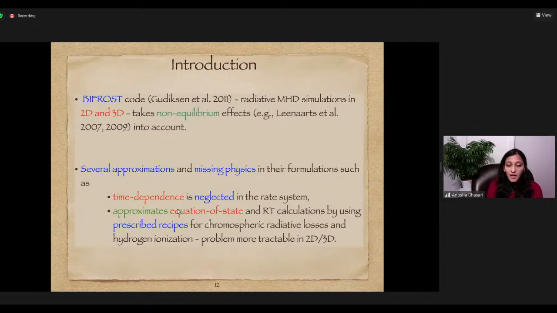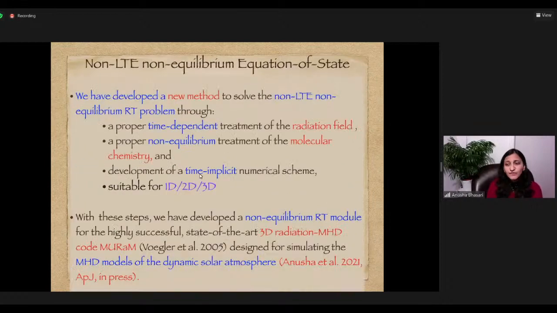in the rate system, and the equation of state and radiative transfer calculations are approximated by using prescribed recipes for chromospheric radiative losses. Therefore, in this project, we focus on developing a new numerical method to solve the non-LTE non-equilibrium radiative transfer problem through a proper time-dependent treatment of the radiation field and the rate system, a proper non-equilibrium treatment of the molecular chemistry for the equation of state, and development of a time-implicit numerical scheme that can take larger time steps, and which is also suitable for 1D, 2D, and 3D. With these steps, we have developed a radiative transfer module for MURaM, and the method is presented in this paper.